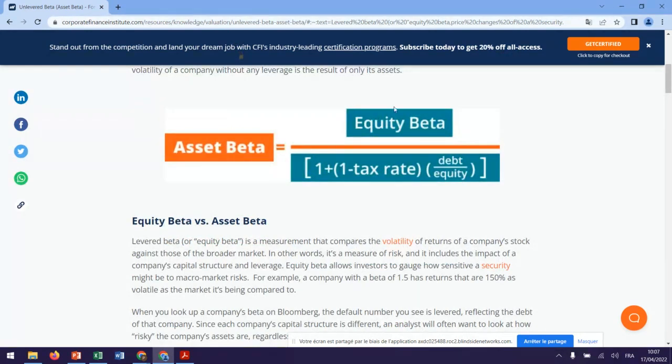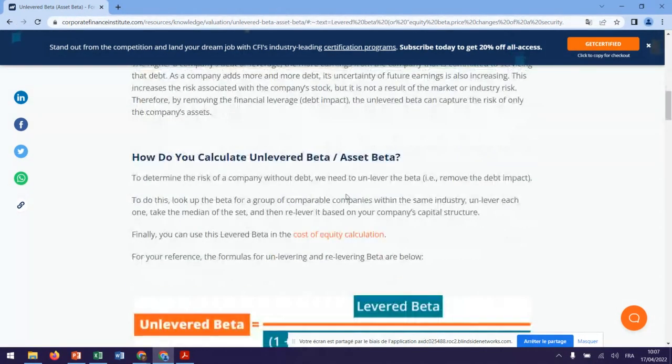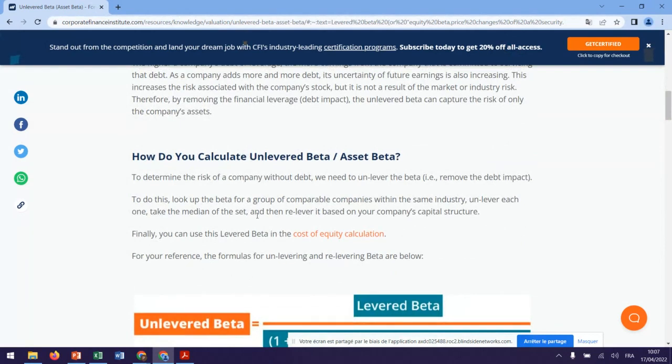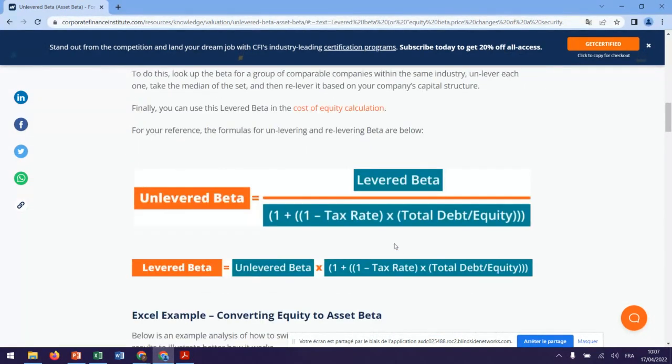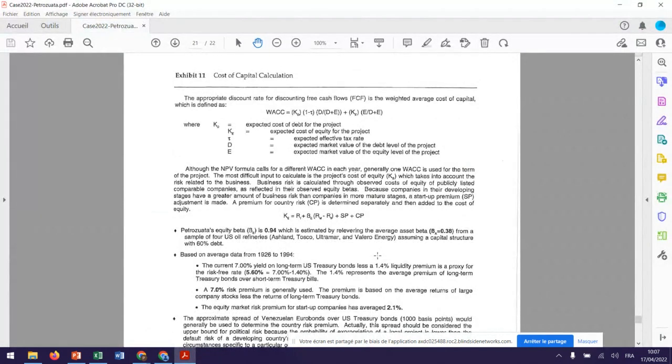Once you get the equity beta, you're going to use this formula to get the asset beta. Once you get the asset beta, you know the unlevered beta, and then you can plug the leverage back and get the levered beta. See the gymnastics we are doing here, which is exactly what we do in this exhibit number 11.